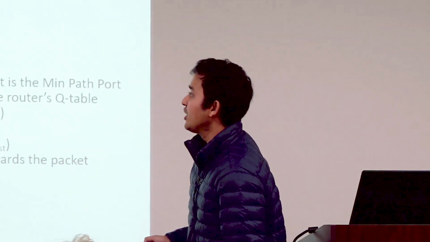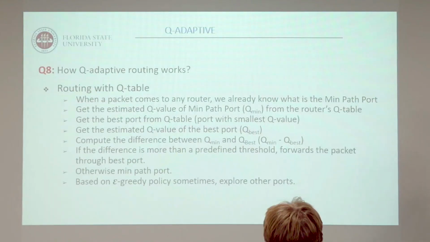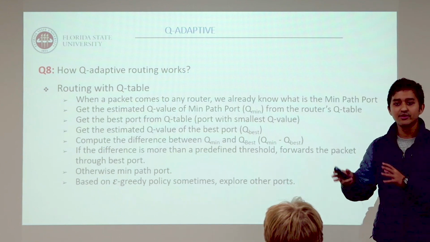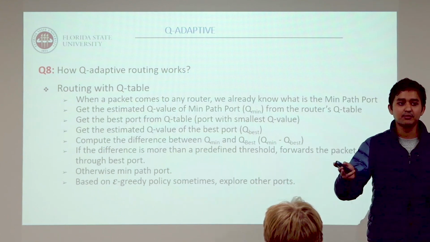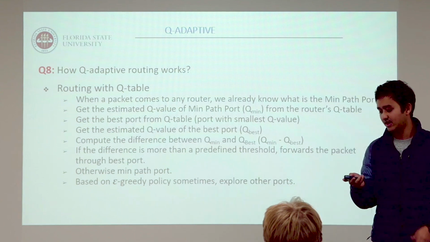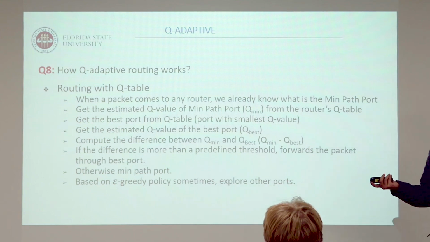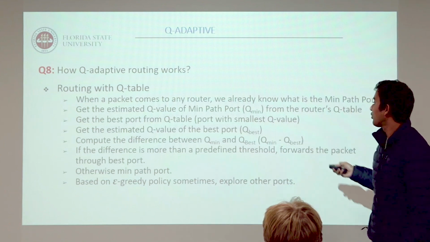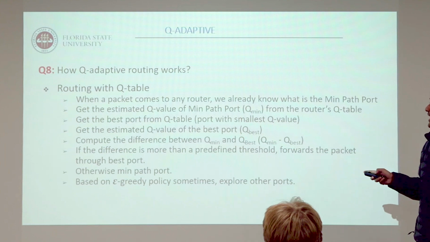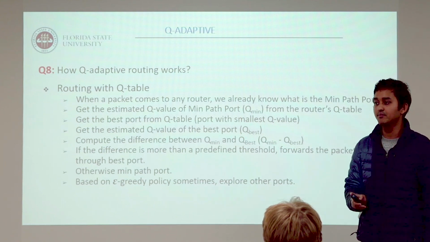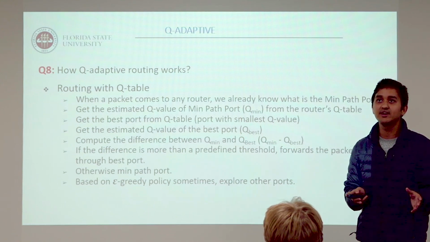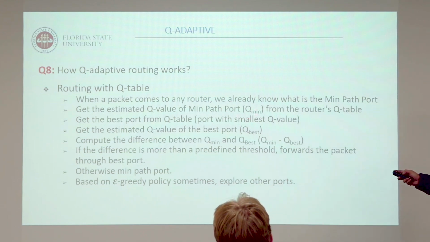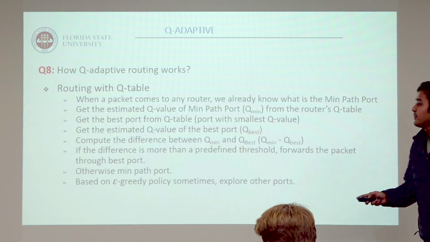Now, how does routing with the Q-table work? When a router receives a packet, it knows what the min path port is, because by looking at the tuples you obviously know that. So it will get the estimated min path port value, which we are calling Qmin, from the Q-table. And again it will get another, the best path port. What is the best path port? That has the lowest Q value, which we are calling Qbest. Now we have got two things, Qmin and Qbest. Now we'll compute the difference between them.